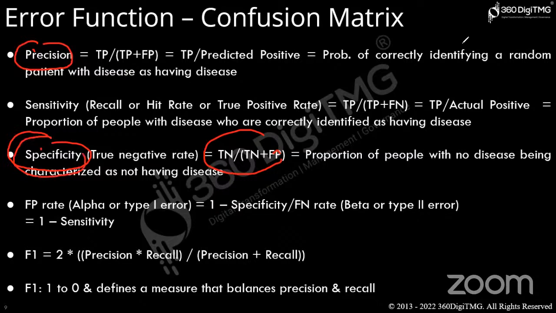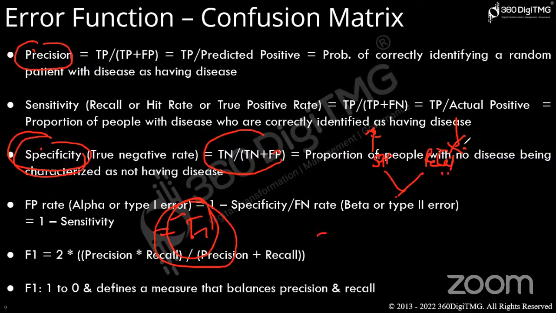Sometimes it is very hard to balance precision and specificity, because when you increase one, the other decreases. So what we do is simply balance precision and recall. That is called the F1 score. When you don't know how to balance them, you can simply go for the F1 score. F1 is equal to 2 times precision times recall divided by precision plus recall.